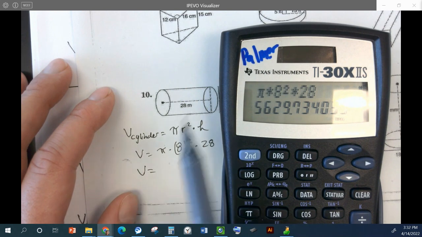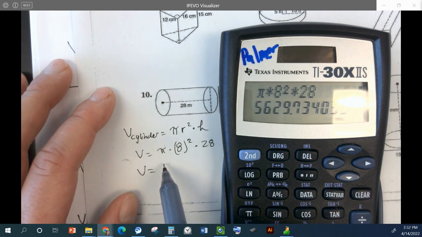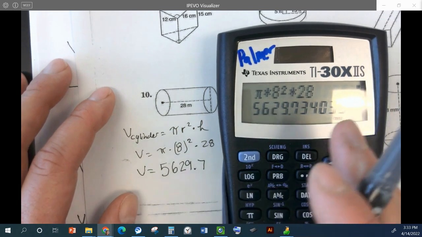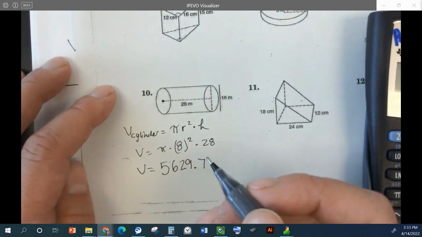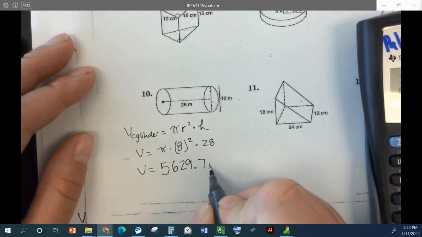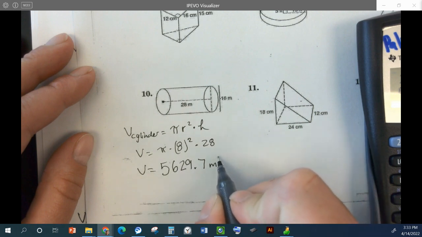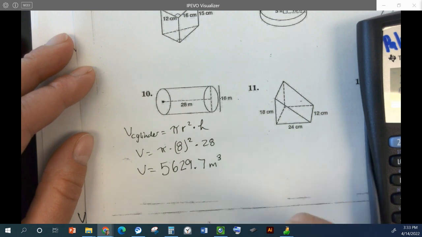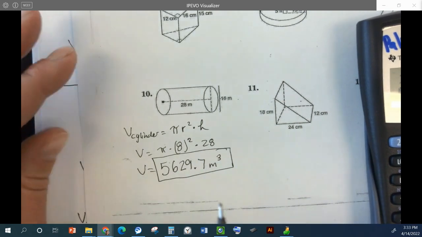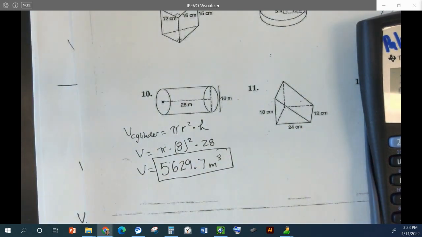All right, so then remember we're rounding to one decimal place, so 5,629.7. And then what will our units be here? Good, meters, and it's a 3D shape, so we have to put meters cubed. So I am going to watch for that. Make sure you put meters cubed or whatever units it is.